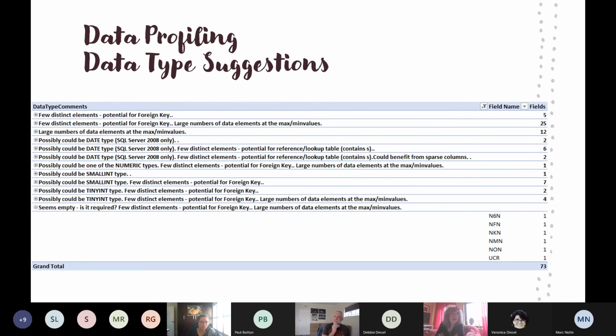Okay, now the one thing that I found interesting and great for DBAs or data modelers is it now starts to put some suggestions. So we're saying 5 of the fields have few distinct elements, and it's potentially a better idea to create a reference data table and link it as a foreign key. So here are the different suggestions that it makes to you in the end, and this is one where it says it seems empty. Is it required? We've got few distinct values, and these are the fields, as I showed you earlier on, with that 0% that's got nothing there. So are these elements required in our data?